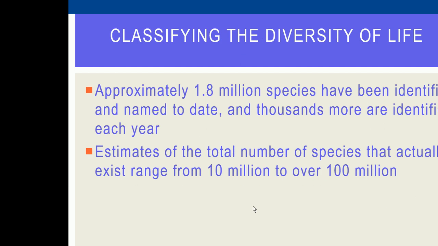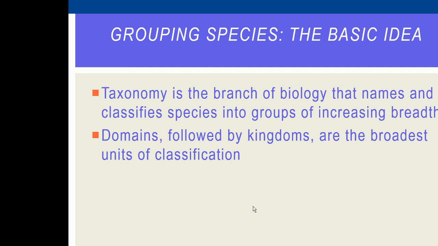So there are more than 10 million, or now maybe 100 million, species, and basically those species have to be organized. So there's a branch of biology called taxonomy. It is a branch of biology that names and classifies species into groups of increasing breadth.